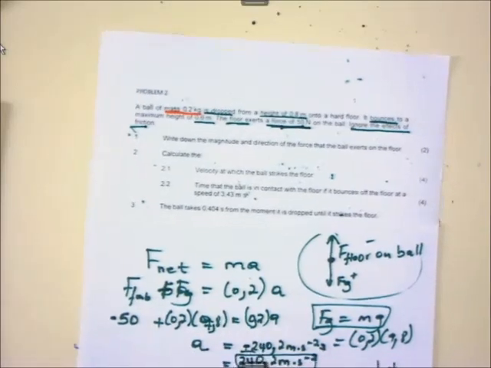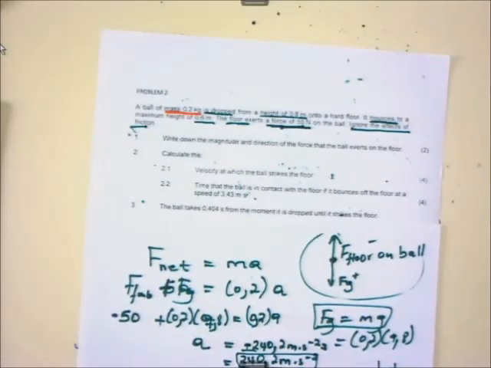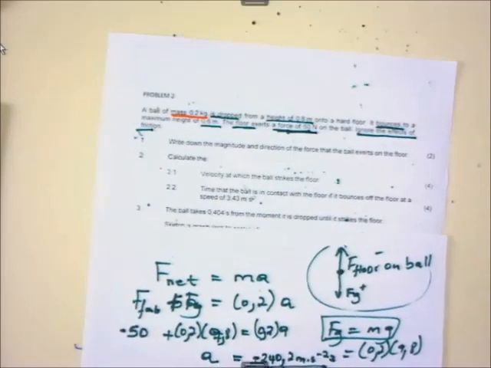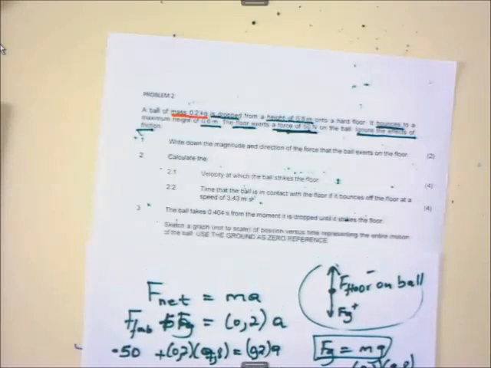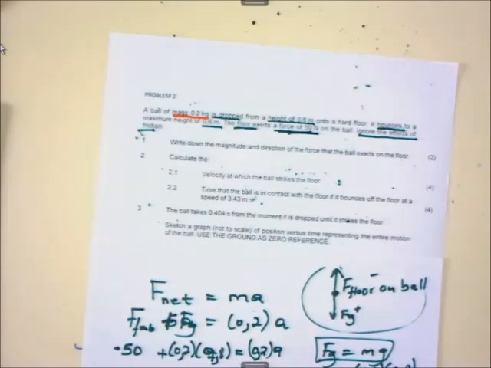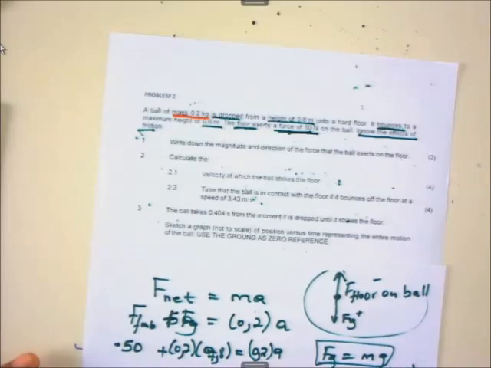It says, the ball takes 0.404 seconds from the moment it is dropped until it strikes the floor. Sketch a graph, not to scale, of position versus time representing the entire motion of the ball. Use the ground as zero reference.